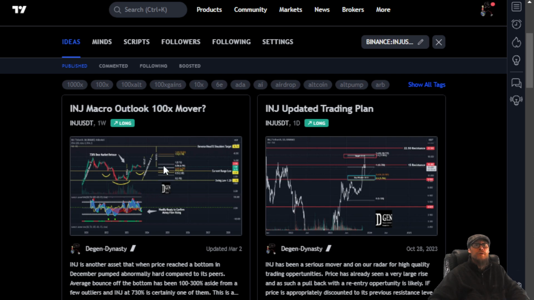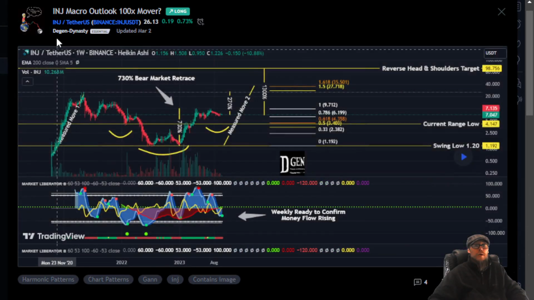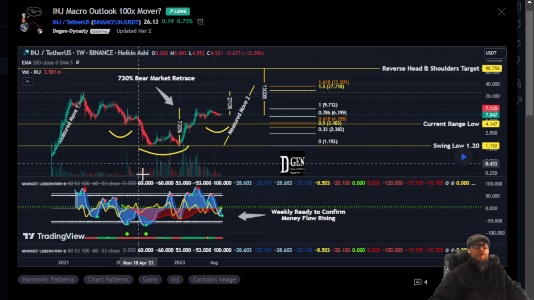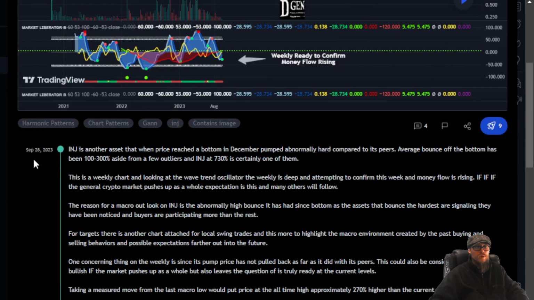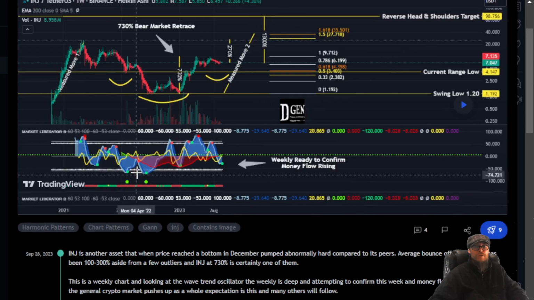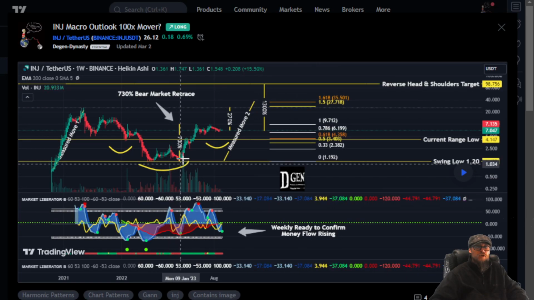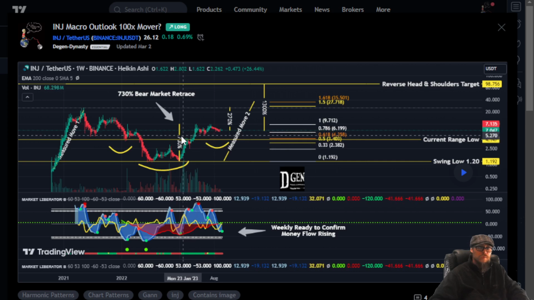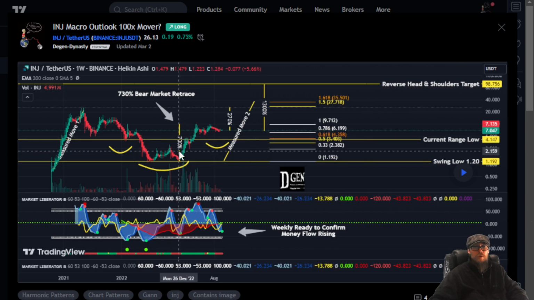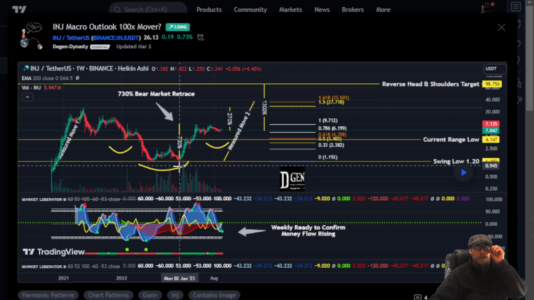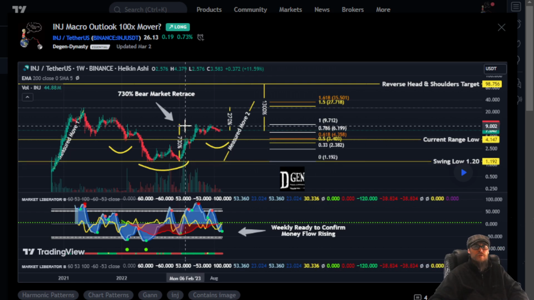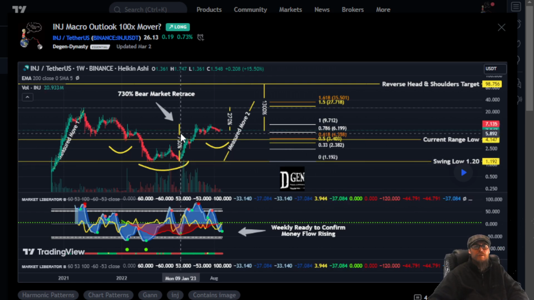But first, I want to point out our Injective macro outlook from previously, and what we were looking at back in September of last year. Initially we were interested in this. Why? Look at how far it bounced off of the bear market low. 730%. It's a 7x. When you find these things that people support more than other stuff, this is the stuff that has people's attention. This is the stuff that's going to move.